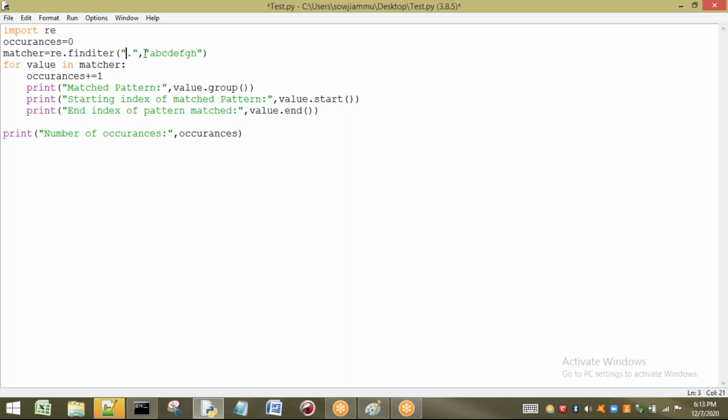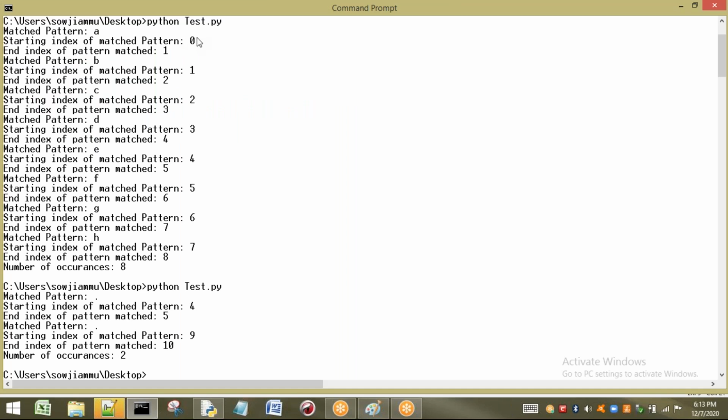I want to search for one character. So here one character is what? A is there, B is there, C is there, D. All individual characters will be selected because I have written only one dot. So the output is that everything is going to be printed. 0, 1, 2, 3. How many matches are there? First one is A, B, C, D, and so on up to H.